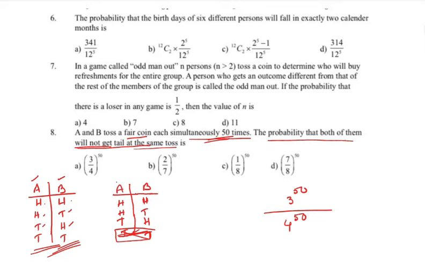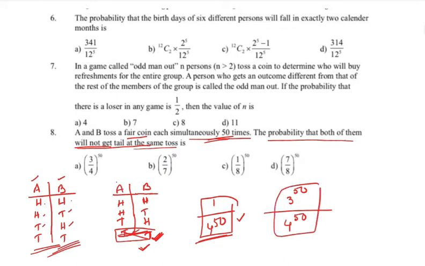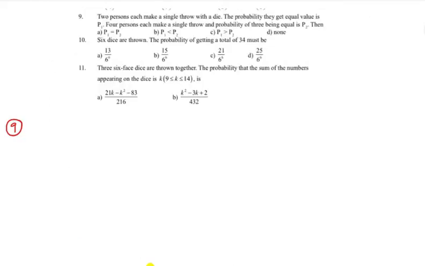Suppose he is asking what is the probability both of them will get the tail at the same time, then the answer becomes the same, 4 power 50. This is the only one case where both are getting the tail, that's why 1 by 4 power 50 is the answer if both have to get the tail at the same time. But in this particular question he is asking both are not supposed to get the tail at the same time, so that is the reason this is the answer for that.